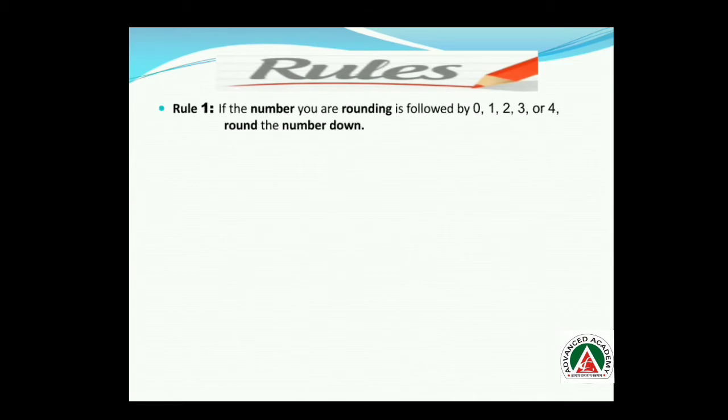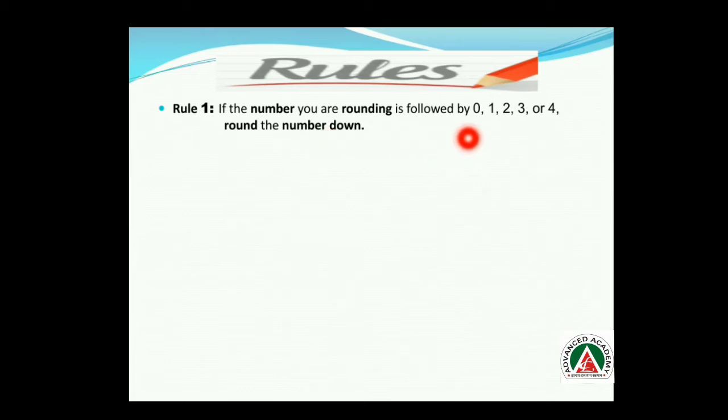Just concentrate here and see the rules very nicely. Rule first: if the number you are rounding is followed by 0, 1, 2, 3, 4, this you know, these are round down numbers. So round the number down. This we have already done.